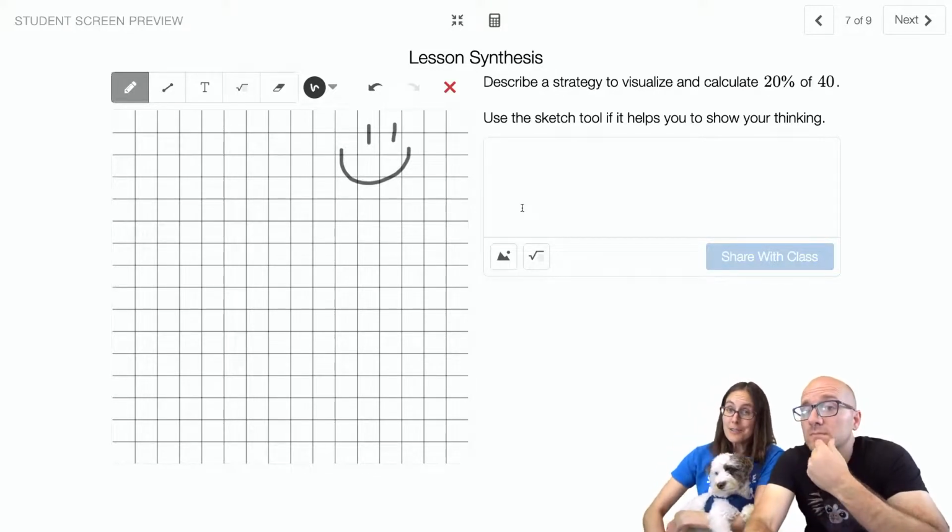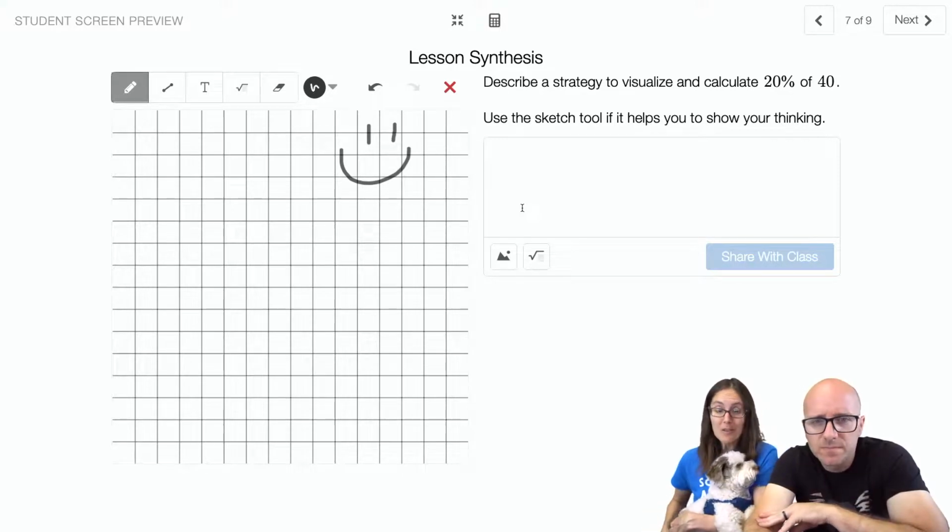We're seeing some great work. Just keep on working on this for another minute or so.